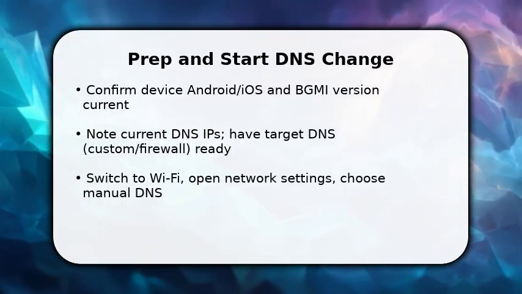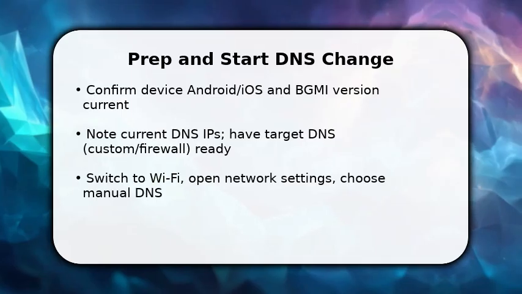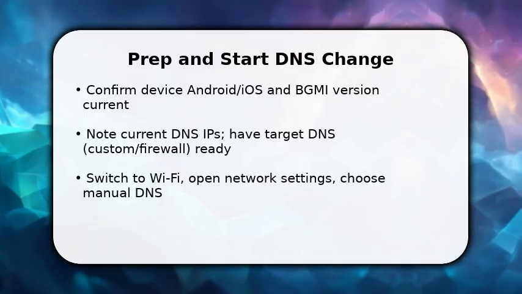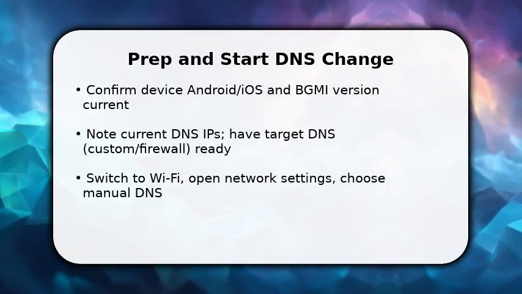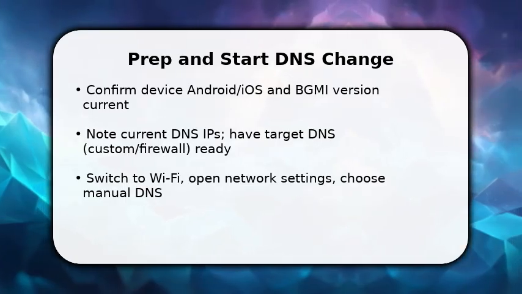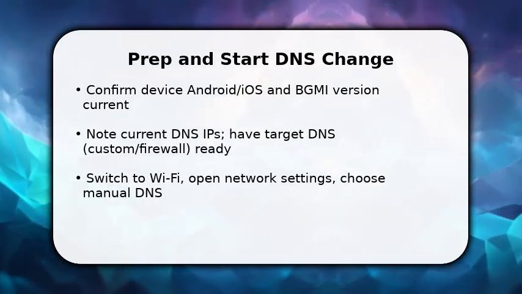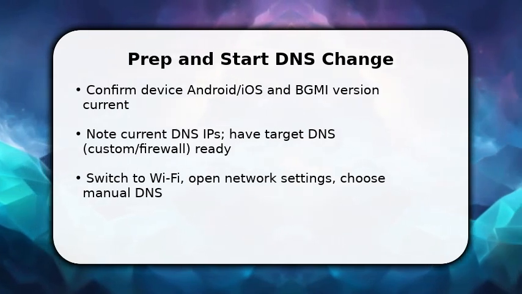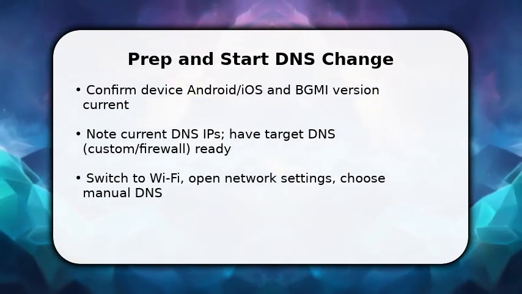You will set DNS at the device level, open Wi-Fi settings, edit the network, and choose manual or static IP options to enter DNS addresses. Enter the DNS Firewall server IP you prepared. This routes game traffic through filtering rules. This first step enforces DNS before BGMI launches, which is why you must do it now.